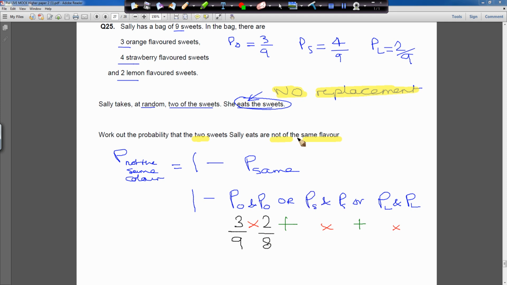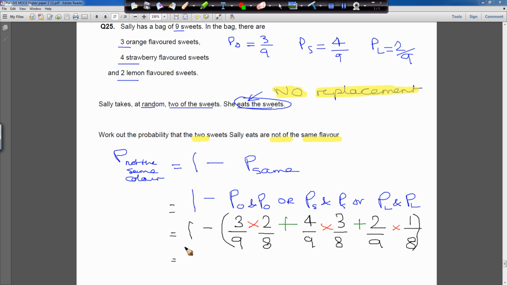Similarly, for the probability of strawberry, the first strawberry is 4 out of 9. So put down here 4 out of 9. Once you've taken the first strawberry out and eaten it, there's only 3 strawberries left, and there's now only 8 sweets in the bag. Probability of lemon, the first lemon is 2 out of 9. You've eaten that lemon, you put your hand back in the bag, you now have only 8 sweets, and you have 1 lemon left over. So that goes here, and 1 minus that will give us our answer.